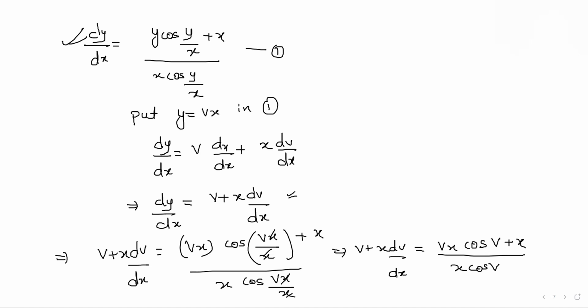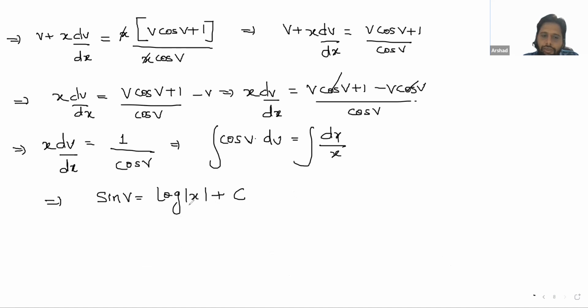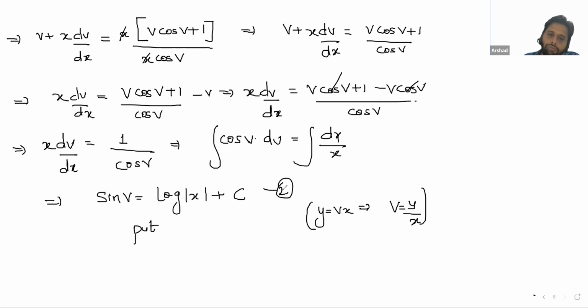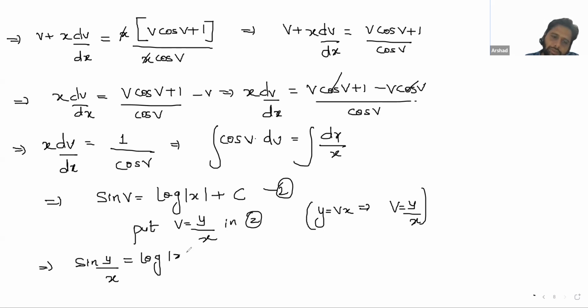Sir, we need to find out v, right? Oh, I'm sorry. Okay, sine v is equal to this. Now we already know we don't need v. That's our substitution, so y is equal to vx. Okay. So what was v? v was y by x. Okay. Now let this be 2. Put v is equal to y by x in 2. So what you will get here? Sine y by x is equal to log mod x plus c. Okay, this is your final answer.